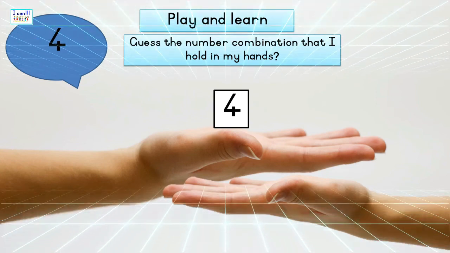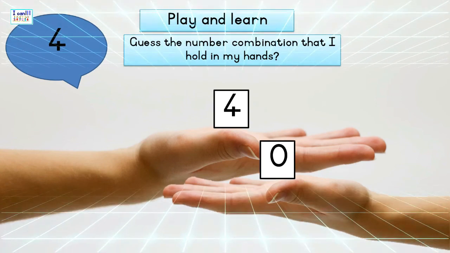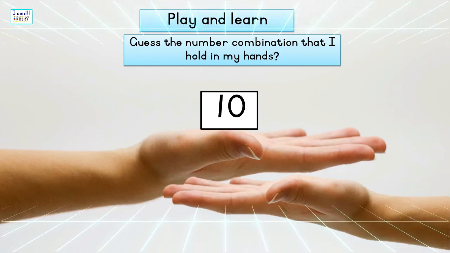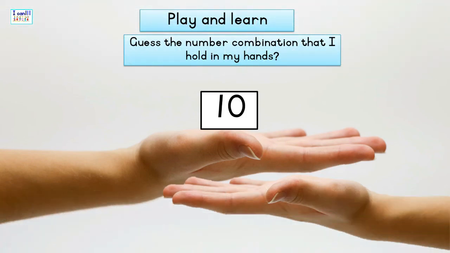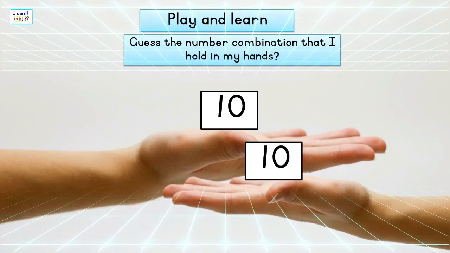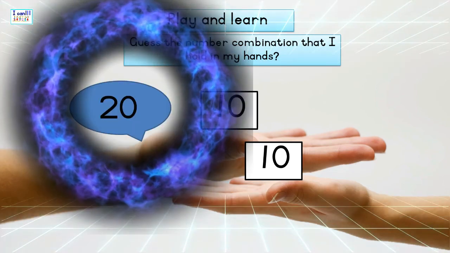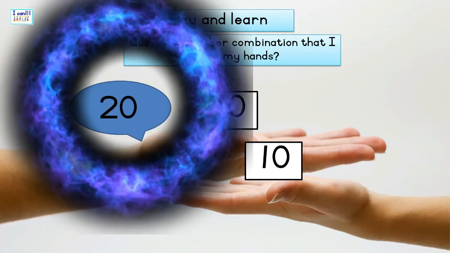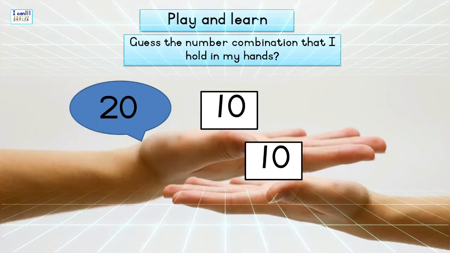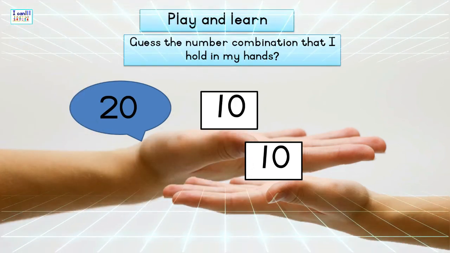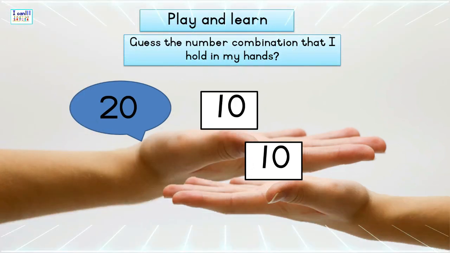4 and 0. What about 10 combined with 10? Shout out the answer. 20. This was a fun game to learn number combinations.